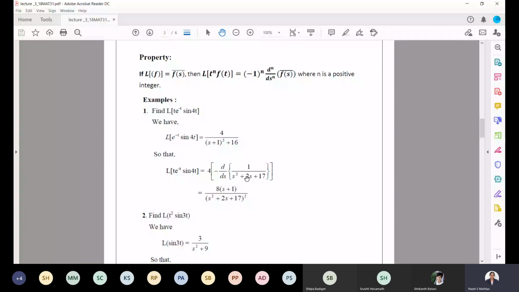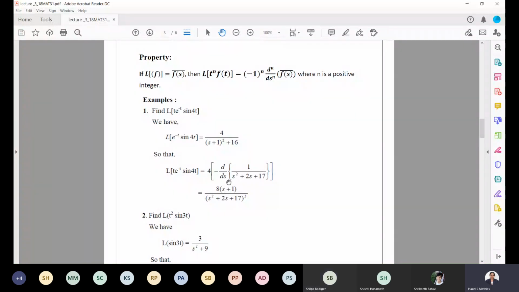It is denominator square first. Then denominator into differentiation of the numerator, minus numerator into differentiation of the denominator. Differentiation of 1 will be 0, so the first term gets cancelled. Then negative 1 into differentiation of the denominator. What is the differentiation of the denominator? Differentiation of s square is 2s, differentiation of 2s is 2, and differentiation of 17 will be 0.